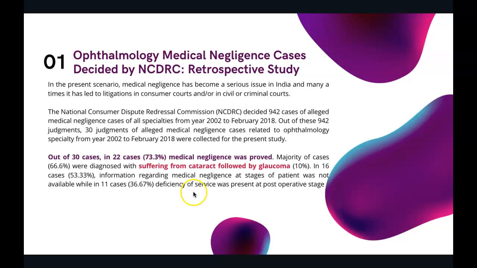Out of 30 cases, in 22 cases medical negligence was proved, meaning that the plaintiff won the case. The majority of cases involved patients suffering from cataract, followed by glaucoma. In 16 cases, information regarding medical negligence at the stage of patient was not available, while in 11 cases, deficiency of service was present at the post-operative stage.